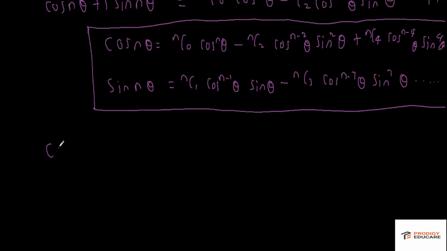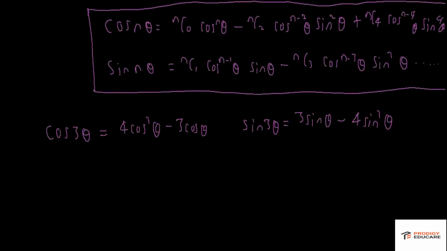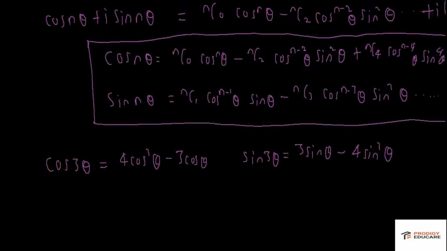We know that cos 3 theta is 4 cos cube theta minus 3 cos theta, and sin 3 theta is 3 sin theta minus 4 sin cube theta. We know this. Then we'll apply this formula and check whether we are getting this or not.